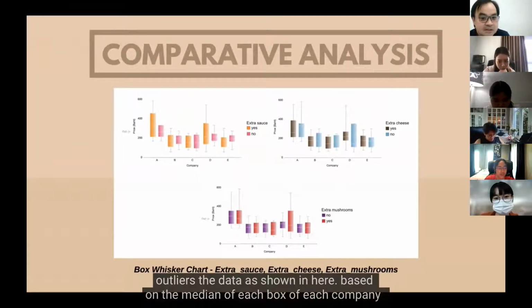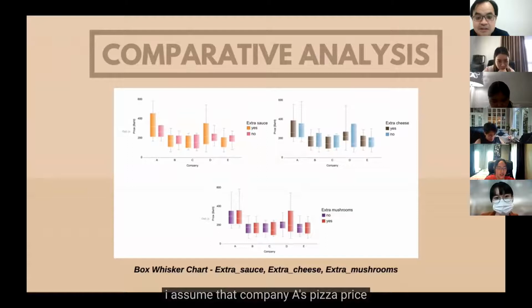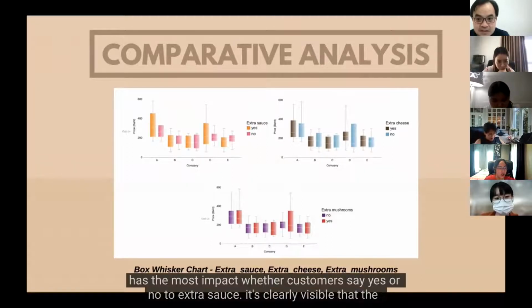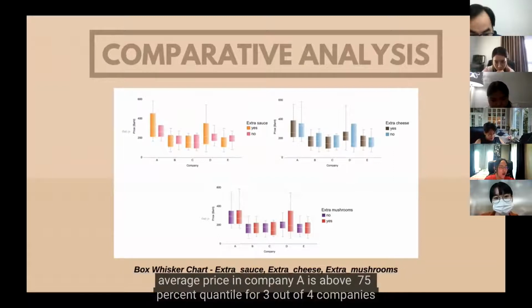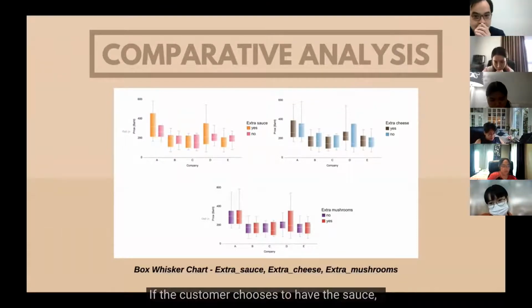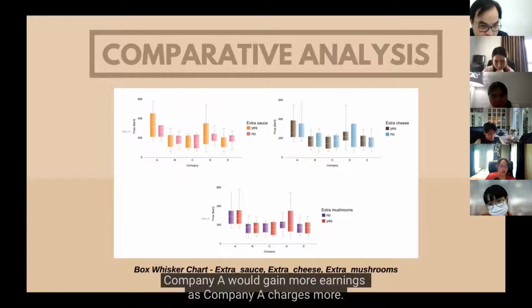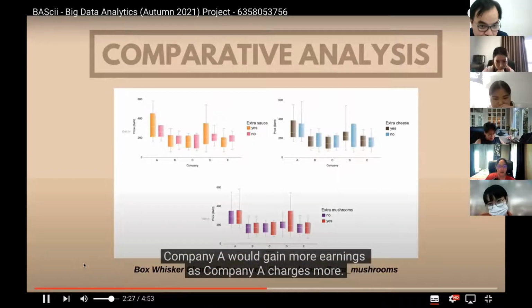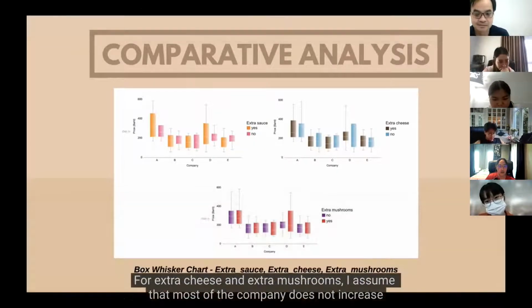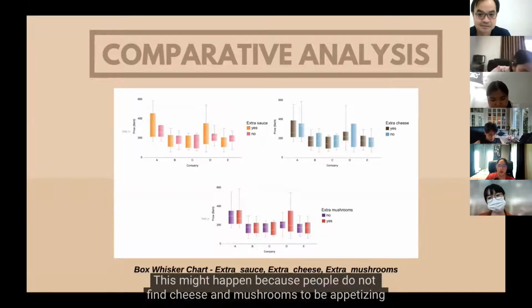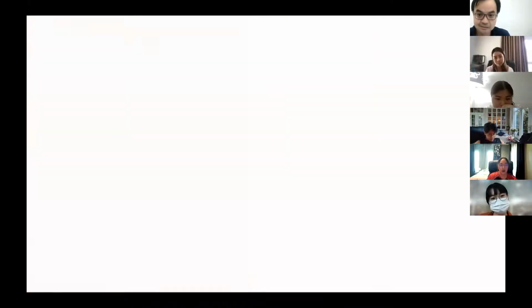Based on the median of each box of each company, I assume that company A's pizza price has the most impact whether customers say yes or no to extra sauce. It's clearly visible that the average price in company A is above the 75% line for 3 out of 4 companies. If the customer chooses to have this sauce, company A would gain more earnings as company A charges more. For extra cheese and extra mushrooms, I assume that most of the companies do not increase their pizza price. This might happen because people do not find cheese and mushroom to be appetizing.